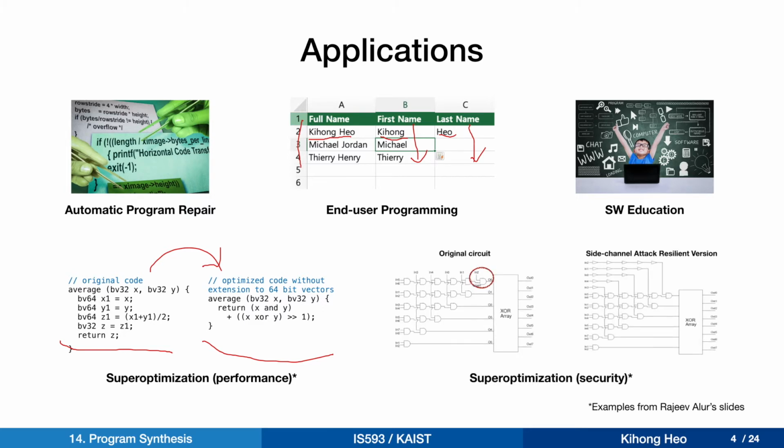Another application of super optimization is secure circuit generation. As you can see, the circuit on the left hand side is vulnerable to timing-based side channel attack. Depending on the input, the circuit has different delay. A program synthesizer can generate a secure circuit that has the same behavior as the original one, but does not have such vulnerabilities.